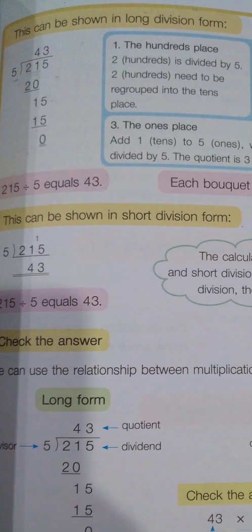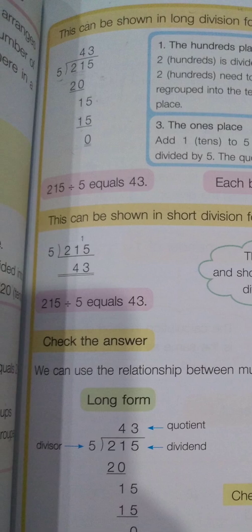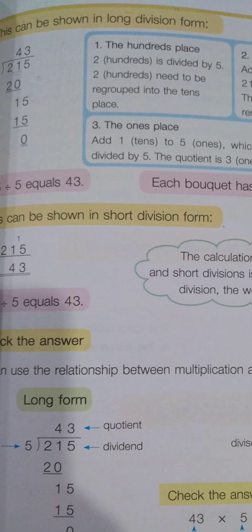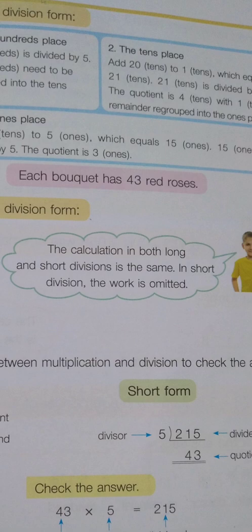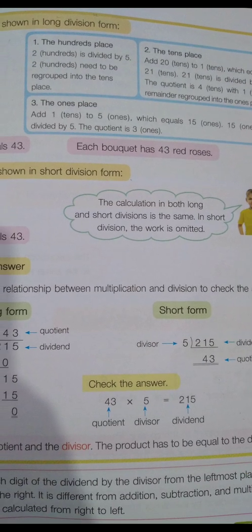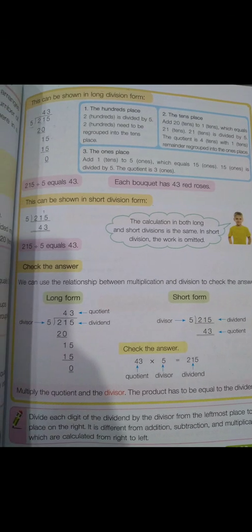This can be shown in short division form. 21 divided by 5 is equal to 4. And then carry 1 there, and then 15. 15 divided by 5 is equal to 3. So here the answer is 43. The calculation in both long and short divisions is the same. In short division, the work is omitted.